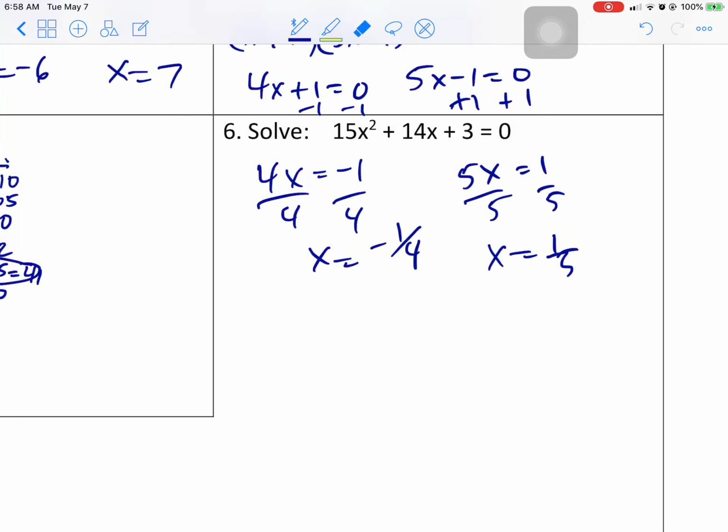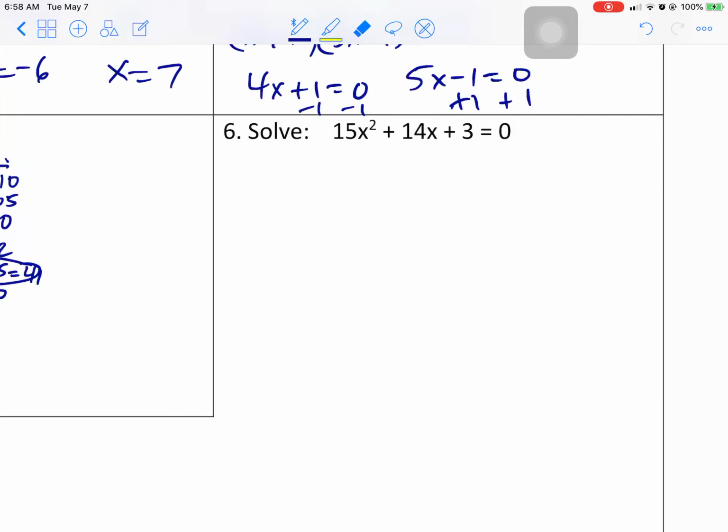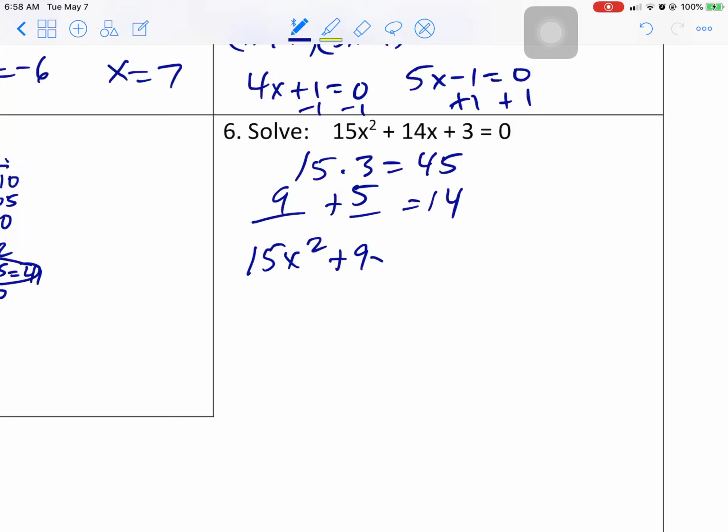All right, so over here, 15 and 3. That's another AC. Factors of 45 that add to 14. That's 9 and 5. They're both pluses. That's kind of easy. Restate my B. Divide in half. Find the greatest common factor.